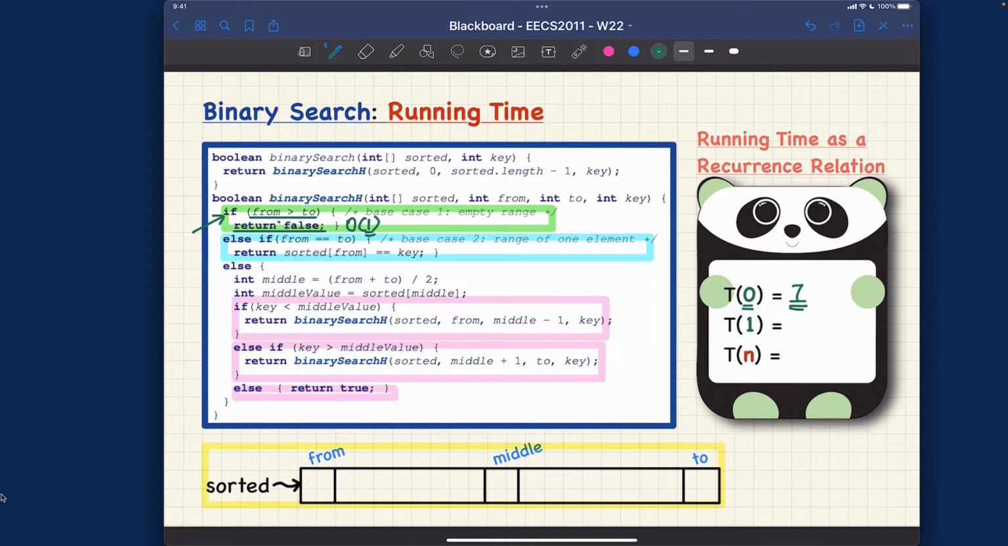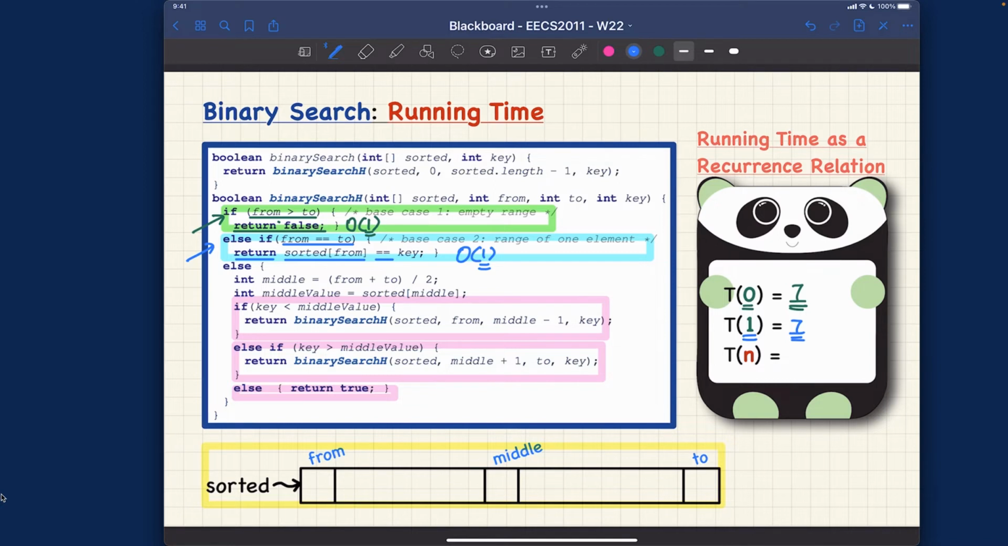Right? What about the second base case over here, when the range is simply just 1? So that's corresponding to the 1 over here. In that case, what do we do? We do the return. We do some array indexing. We do some relational comparison, so that will still be big O of 1. So that means we'll still just put a 1 over here, right?